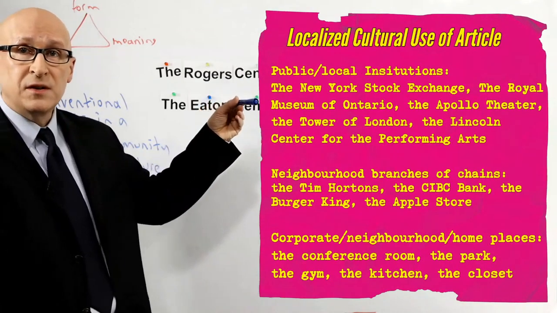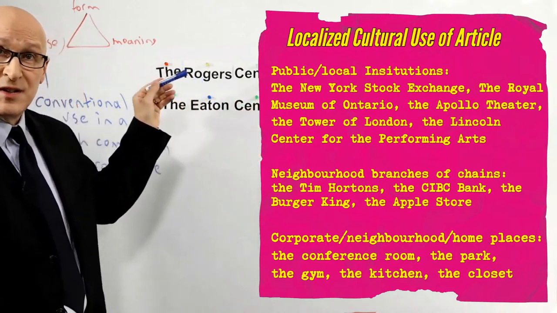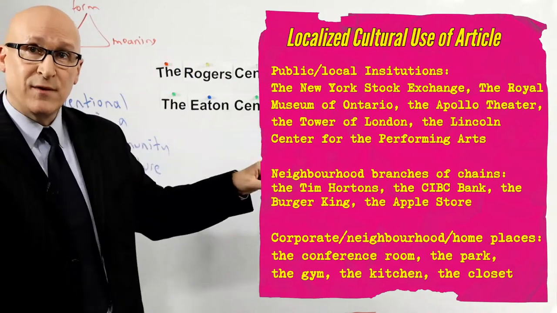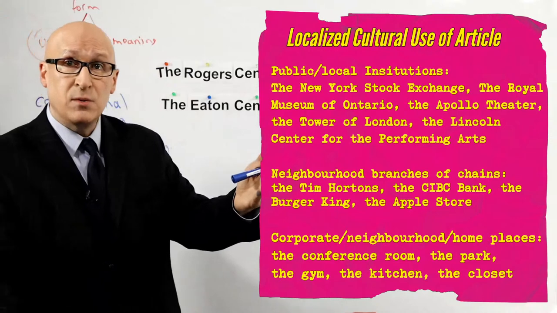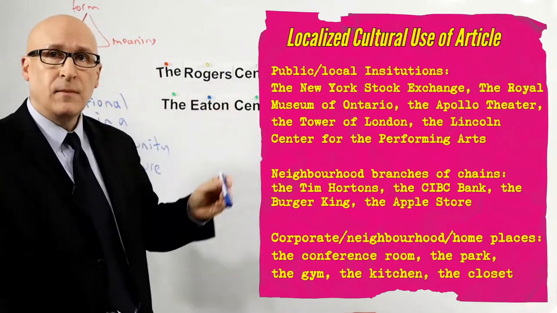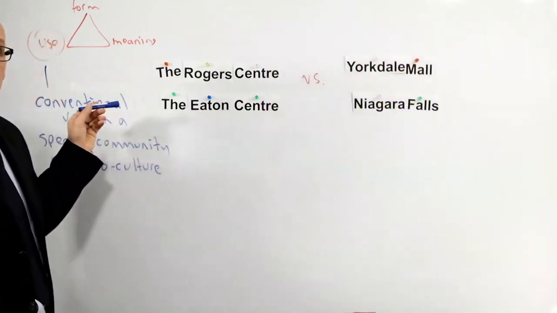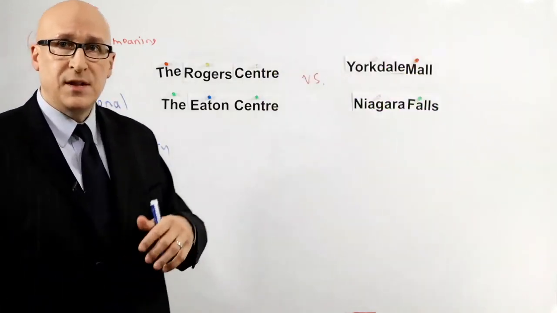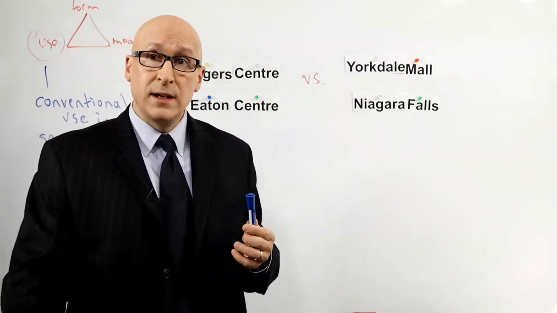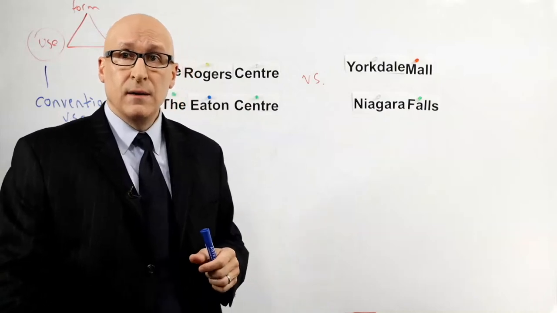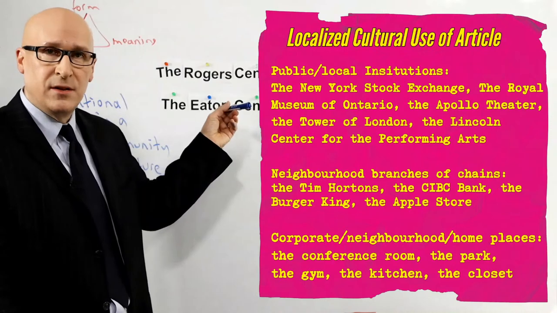Public institution, the New York Stock Exchange, the Royal... Look at this one here, the Lincoln Center. Well, the Rogers Center. There are several centers for arts in Toronto, right? But the Rogers Center, everyone knows which one it is. So it gets the article. And the Eaton Center. Well, the Eaton Center is a mall. It's a local institution, right? It's recognizable throughout the city. It's what we can call a public institution, a local institution.